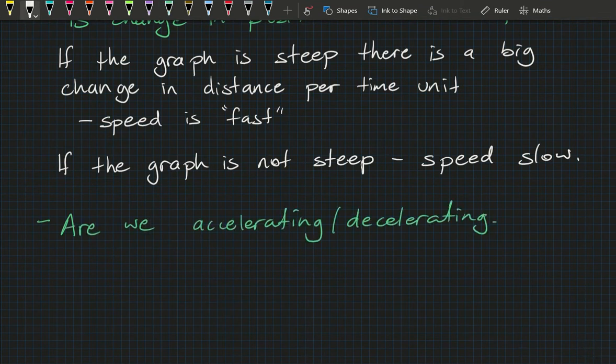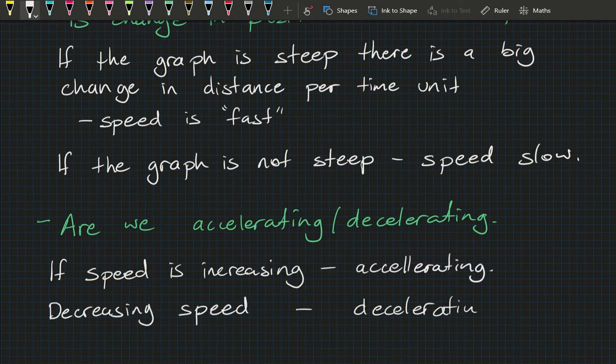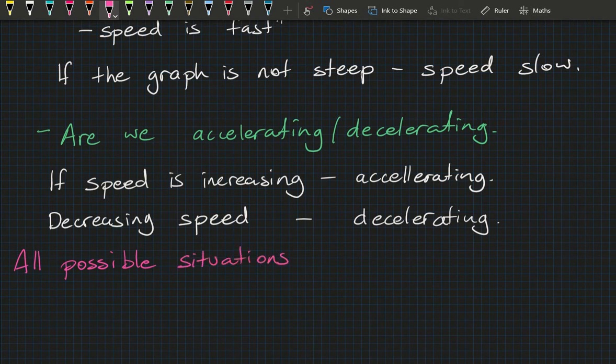And obviously, if my speed is increasing, we're accelerating, and if it's decreasing, we're decelerating. So this might not feel like a lot of information right now, but all possible situations will be covered in the example I do later. And with that, that's the end of the introduction.